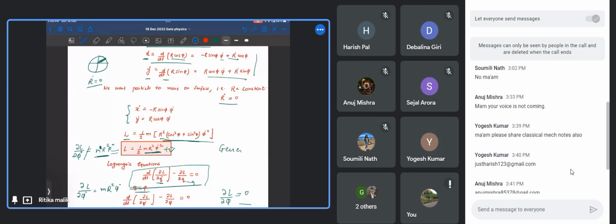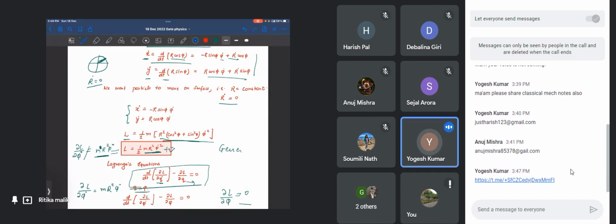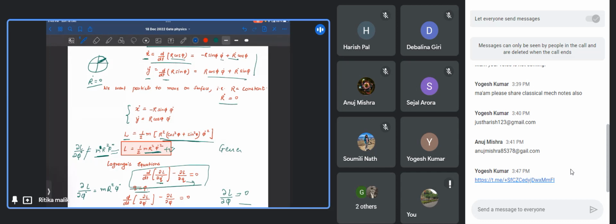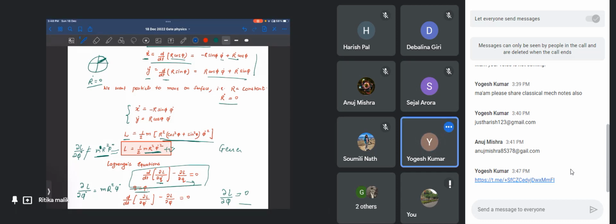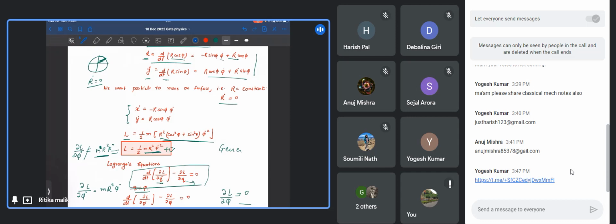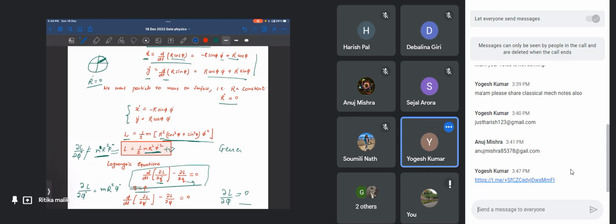Do you have classical notes? I mean, complete notes of classical mechanics for this concept. No, actually, I do not have them for classical, but I can try to find some for you, because there is a nearby place, IIT Delhi. I can find them from there. Okay, ma'am, I will try.